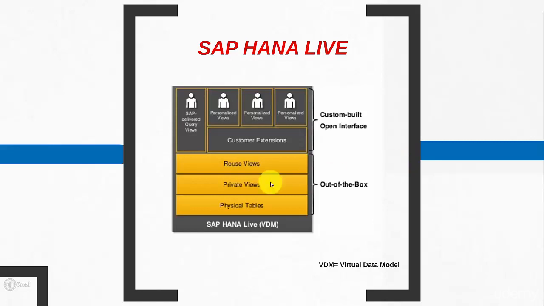Now, to split them a little bit into detail, the virtual data model consists of three different kinds of views. One is called the query views. These query views are designed for direct consumption by any analytical application. For example, you can build your own HTML5 application and use these queries in the background, or you can use any of the business objects BI tools, like for example Web Intelligence, to use these queries.